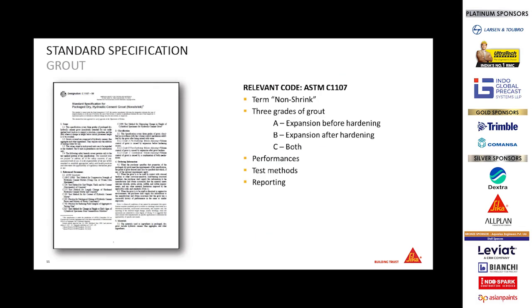There is a standard specification given by ASTM C1107, which talks about the non-shrink term, and they have further elaborated the non-shrink term. There are three grades. One is expansion before hardening, one is expansion after hardening, and the third is in both conditions. So what does it mean?